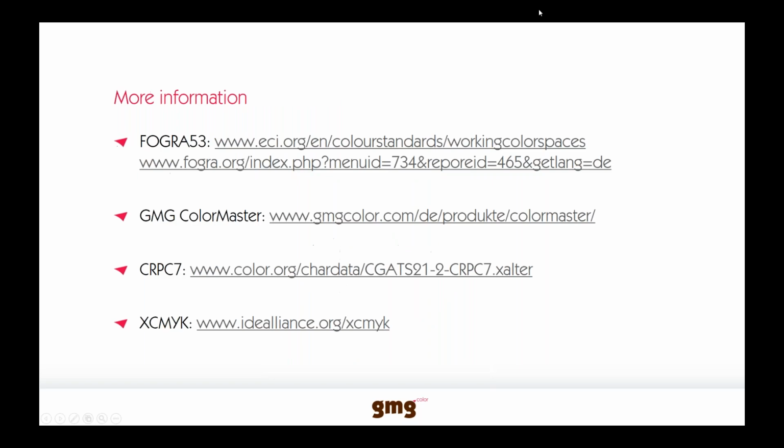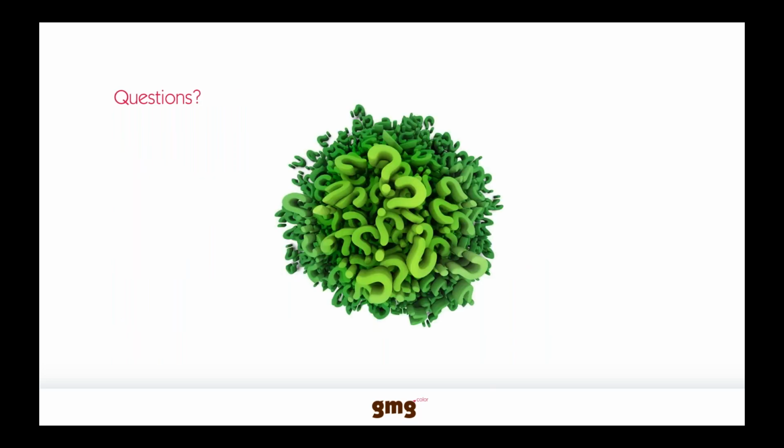So if you want to have some more information, maybe even on just the other color spaces we talked about, here you will find it. So about FOGRA53, you get more information on the eciCMYK page itself and on the FOGRA page itself. So we already talked about the questions. As always, when you have any questions, just feel free to contact us. We are happy to help.